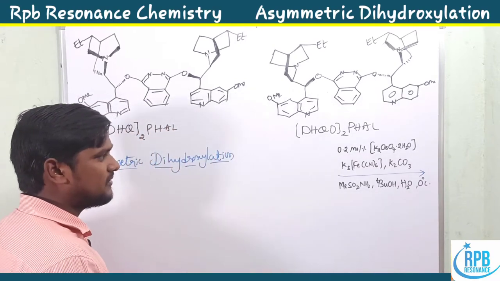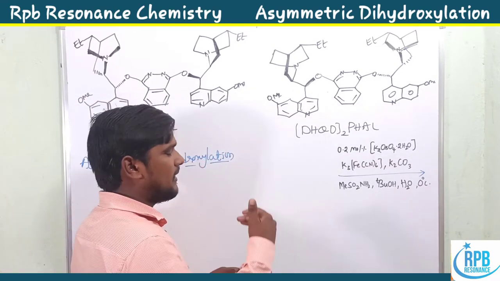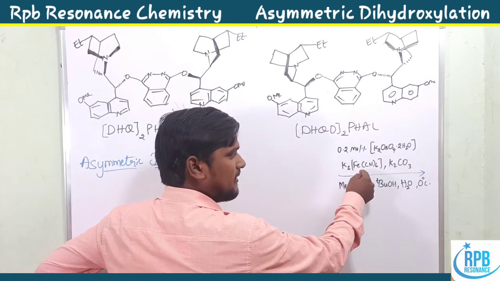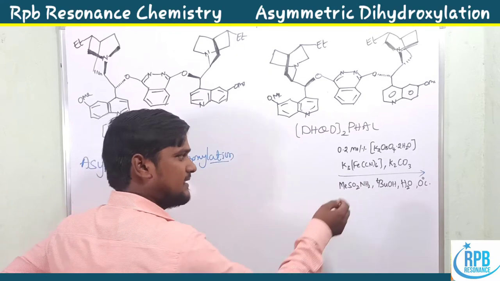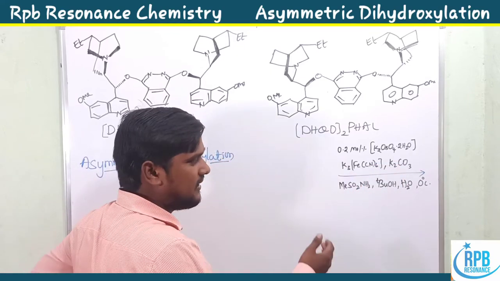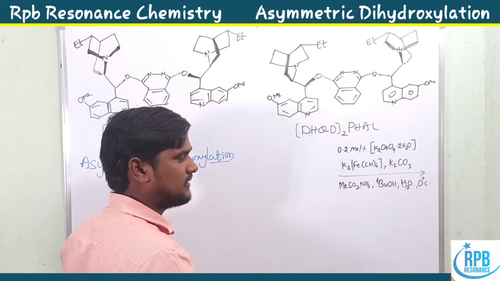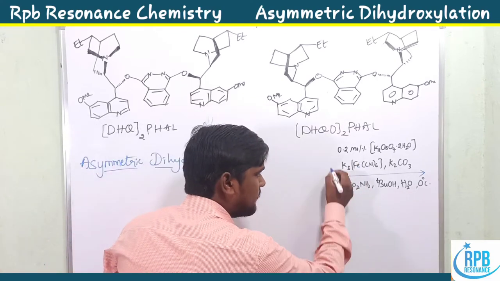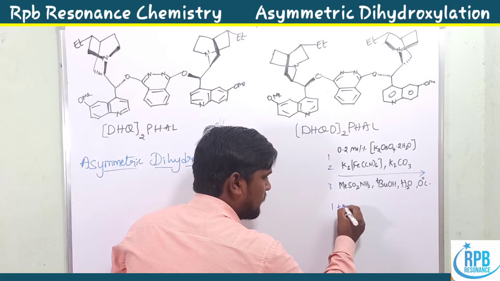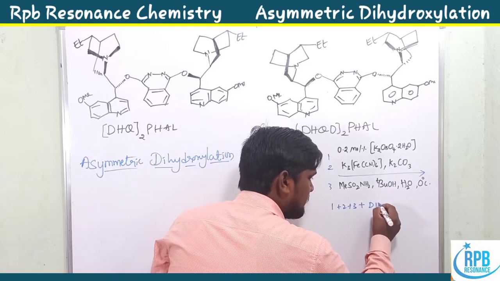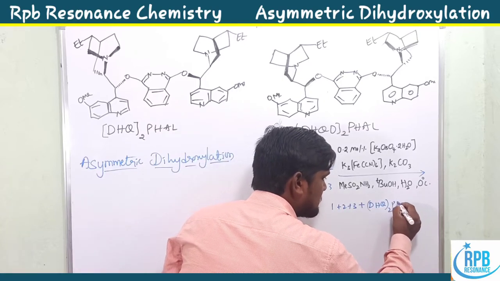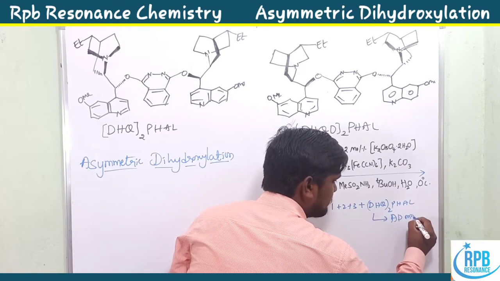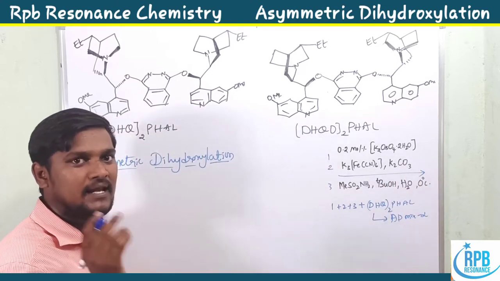Now these two chiral ligands are used in combination with the osmium reagent, K3Fe(CN)6 as a cooxidant, some base, sulfonamide, in tertiary butanol as well as water at 0 degrees centigrade. So these three reagents, 1 plus 2 plus 3, along with DHQ twice PHAL, is simply called AD mix alpha.